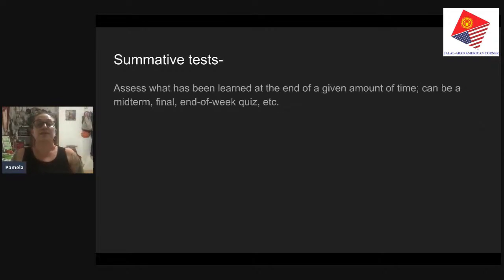Summative tests are at the end of a session, the end of a semester, the end of a year, the end of a test preparation course, could even be the end of a week, depending on how the course is set up. But this is assessing what has been learned at the end of a given amount of time. So yes, could be a midterm, a final, end of the week.